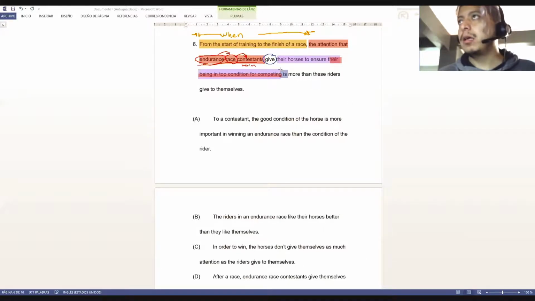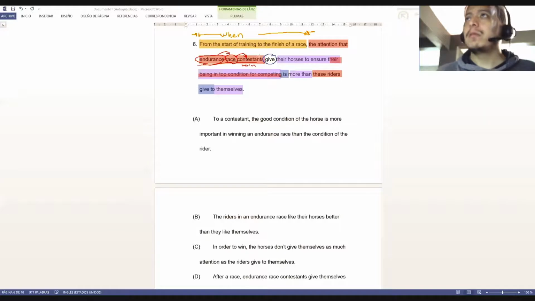Is more than these riders give to themselves. You have another subject, these riders, yeah, and you have another verb, give to. And then you have another complement, themselves. Remember that this is a reflexive pronoun. You're using the reflexive pronoun when the doer of the action is the same as the receiver of the action. These riders give the attention and these riders receive the attention.